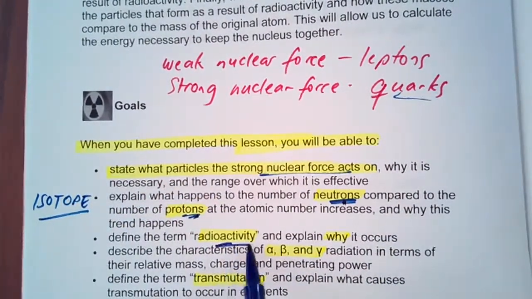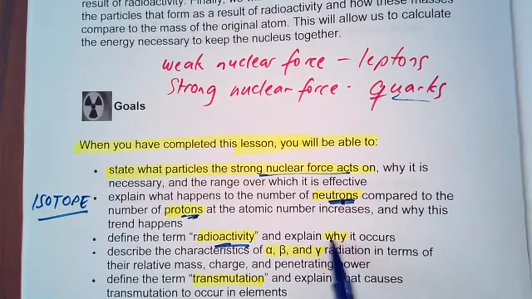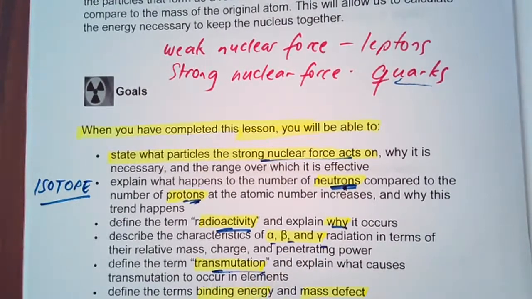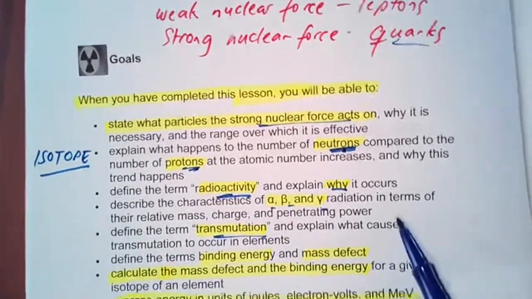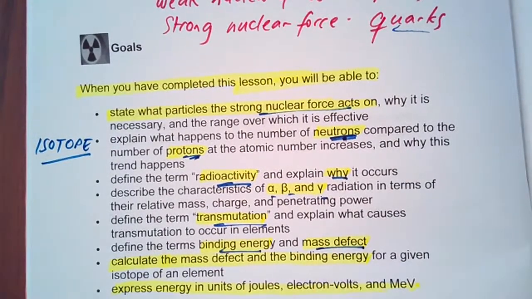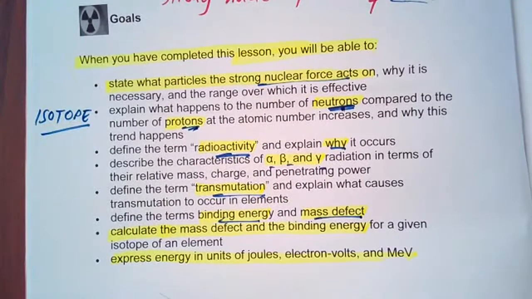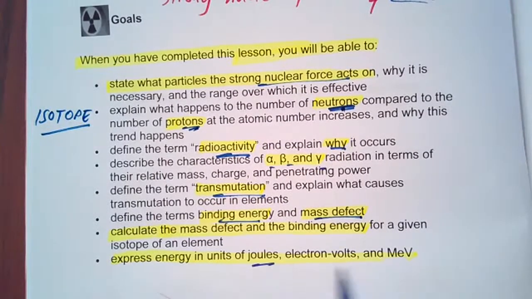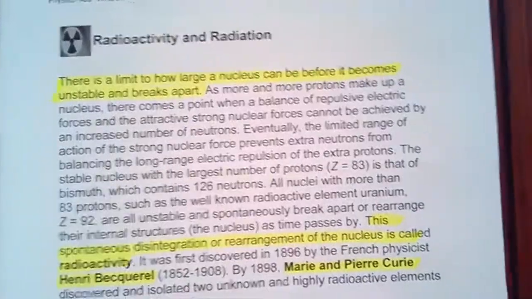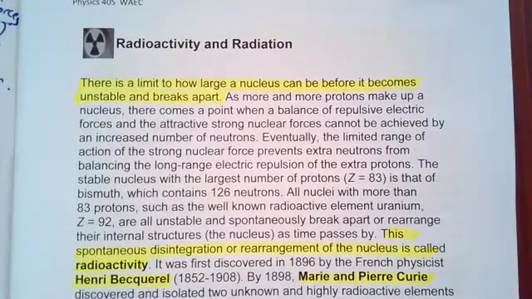We're going to look at what is radioactivity, why does it occur, and what are the radiation rays: alpha, beta, and gamma. We're going to look at transmutation, and we're going to define and calculate binding energy and mass defect, and we're going to convert units of energy in terms of joules, eV, and MeV. So let's take a look at radioactivity and radiation.